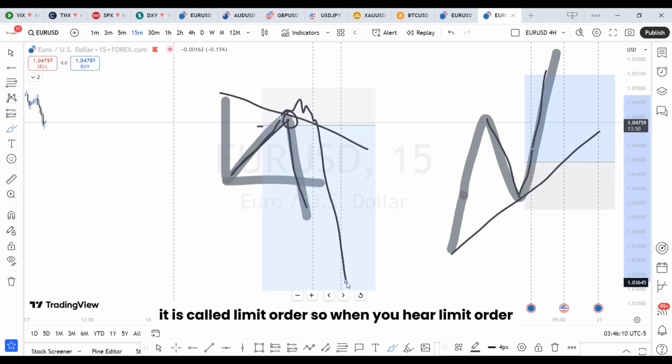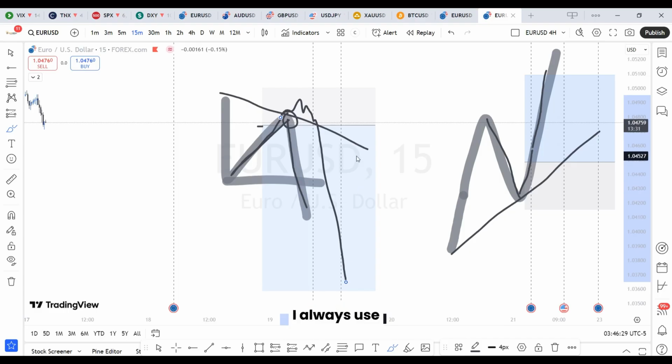This is another entry type or order type. It is called limit order. So when you hear limit order, it means you're supposed to place your entry first, then the market is supposed to ride into your entry, go into the entry and come back outside of the entry. Me personally, for advanced trading that I do, I mostly use stop order rather than limit order.